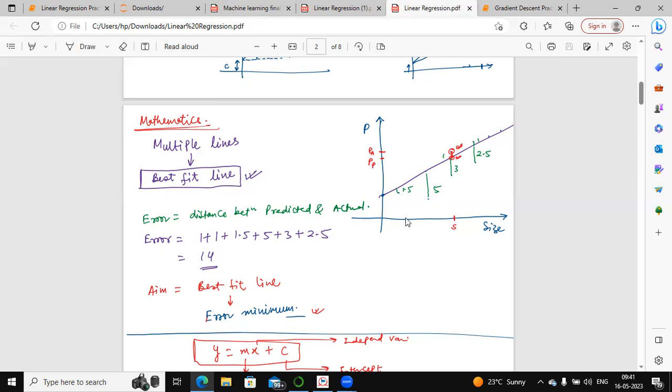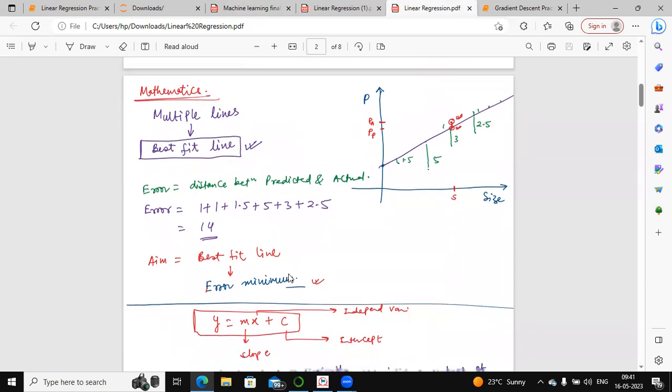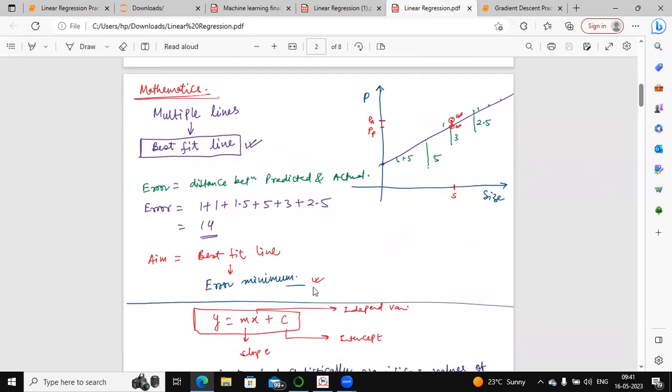Always understand that when you are finding the error, you have to take the absolute value of y actual minus y predicted. Otherwise, the positive and negative errors get cancelled out. Our aim is to find the best fit line, which has the minimum error. Okay.